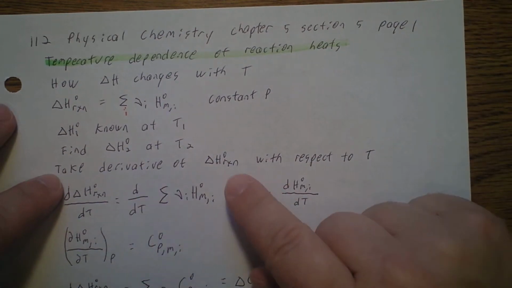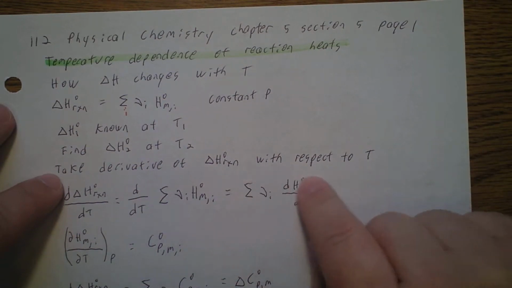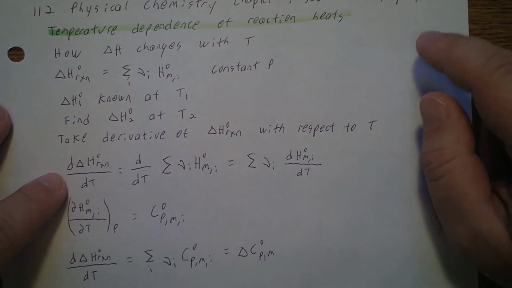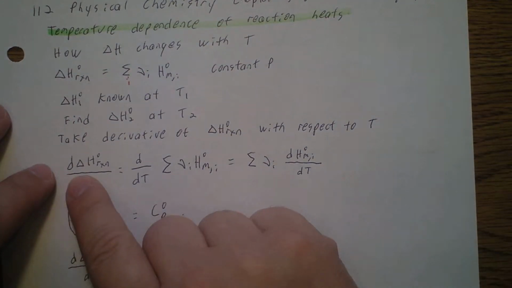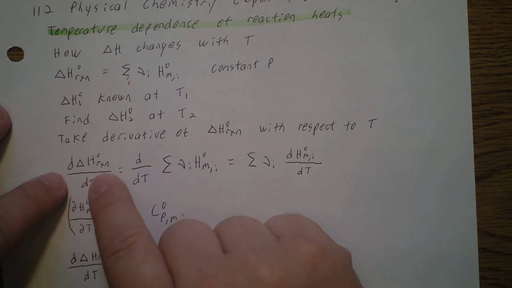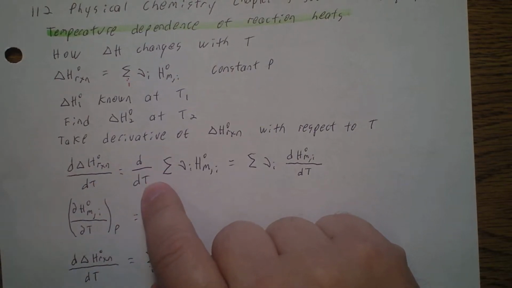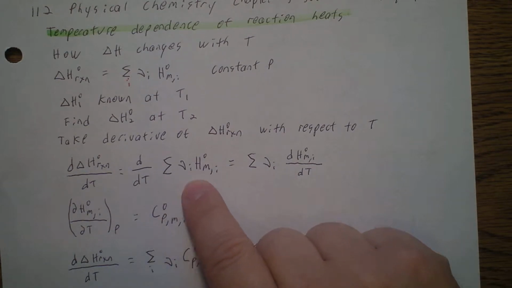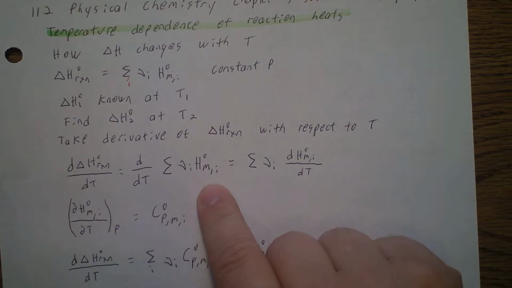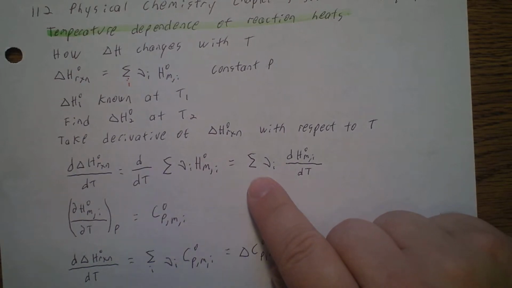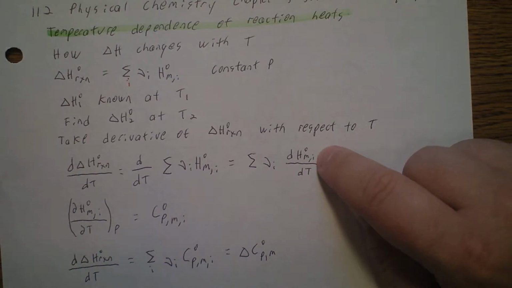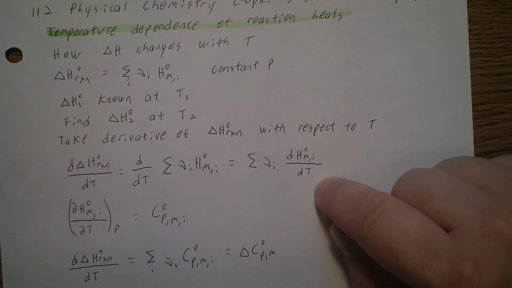So we're going to take the derivative of the heat of reaction in the standard state with respect to temperature. So we have the derivative of the heat of reaction with respect to temperature. It's going to be the derivative with respect to temperature of the sum of nu I of the molar enthalpy of each substance in the standard state. That's going to be the sum of nu I, the derivative of molar enthalpy with respect to temperature.